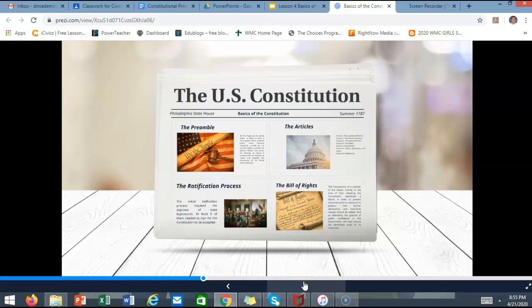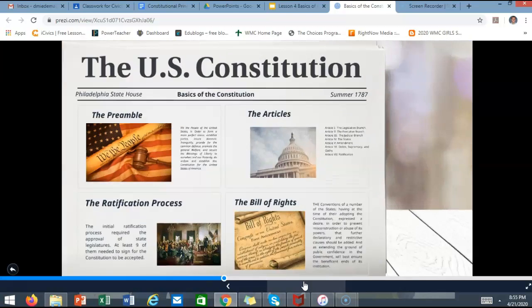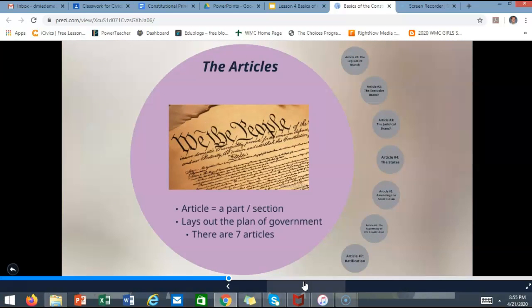The second part of the Constitution are the articles. The articles are like chapters in a book. It's a certain part or section that addresses a different topic related to this plan of government. There are 6 goals in the preamble. There are 7 articles or chapters, so to speak, parts of the Constitution. These parts address a specific aspect of this plan of government.